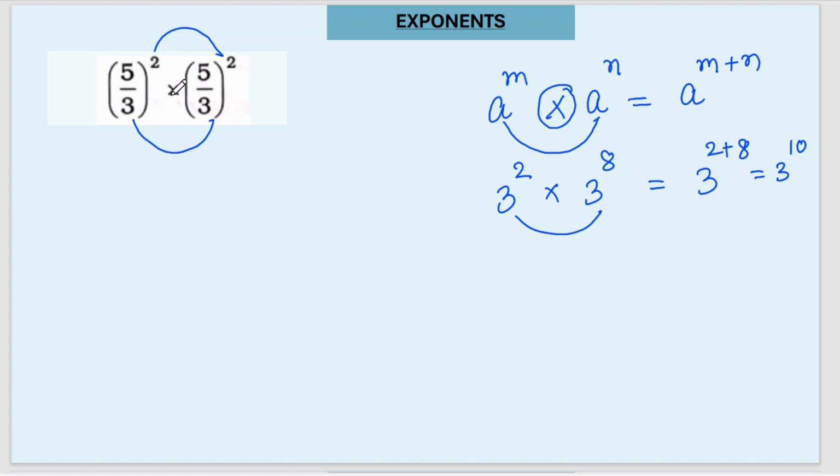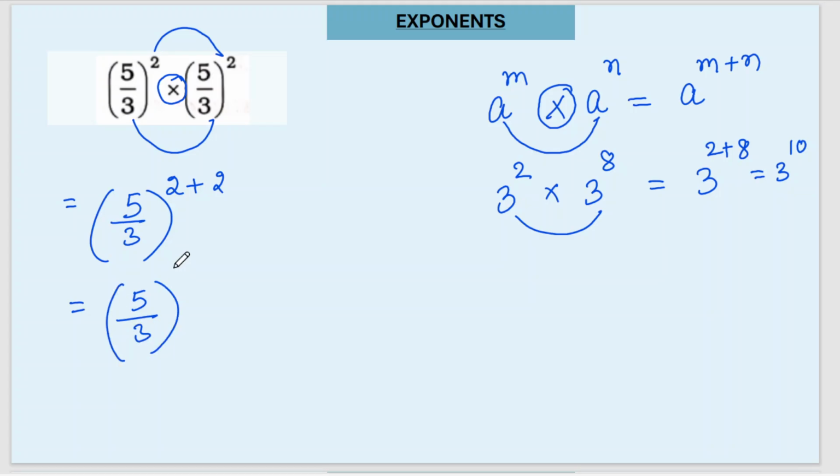Why are we going to add the powers? Because we have the multiplication sign between them. So when the bases are the same, powers get added in case of multiplication. 5 by 3 to the power 2 plus 2. That means you can write 5 by 3 to the power 4.